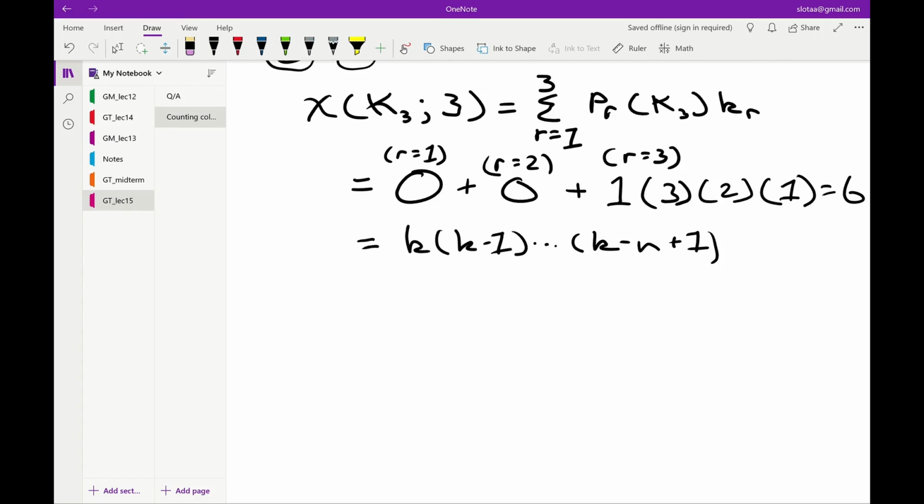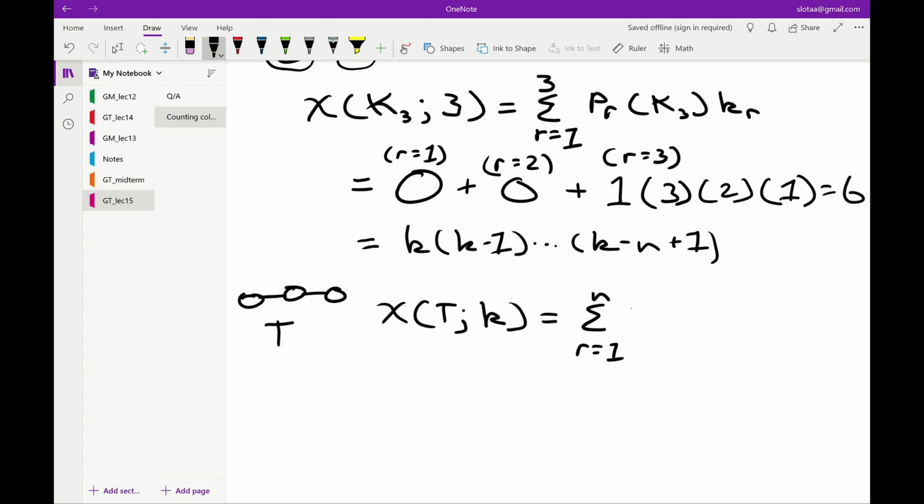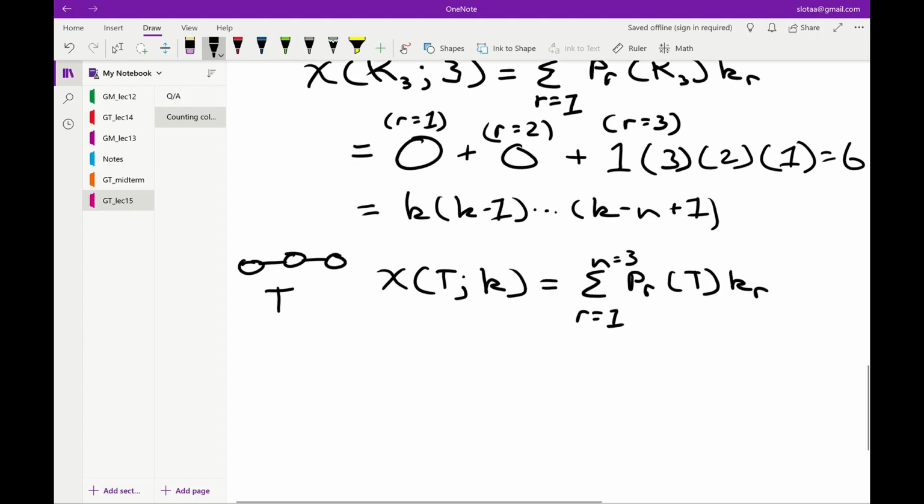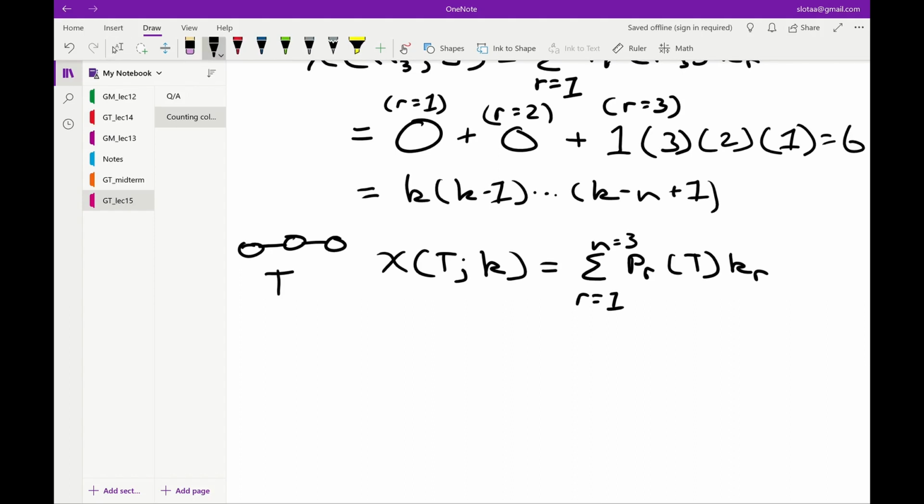Okay, now let's consider an example on some tree. For simplicity, we'll consider this tree, which is essentially just a path graph on 3 vertices. So that'll be our T. Let's solve this out for this tree specifically, and let's do it for an arbitrary K. So this is equal to the sum over R equals 1 to n of P sub R of T times K sub R, and n is just going to equal 3 in this instance. So again, let's solve it out here.